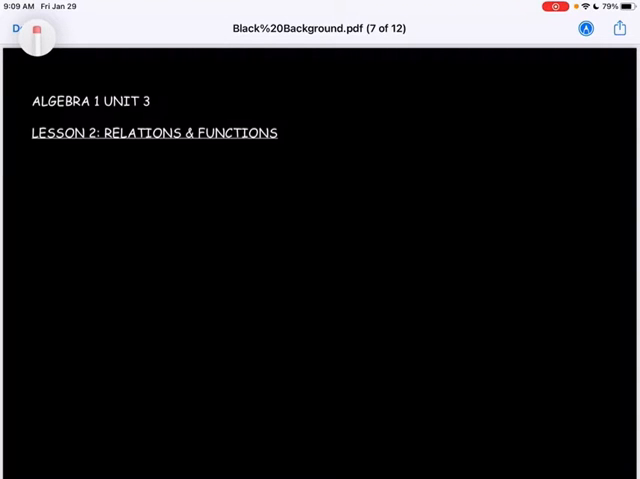Today I'm going to look at relations and functions. If you're following along in the book, it's from Algebra 1, Unit 3, and we're looking at Lesson 2.